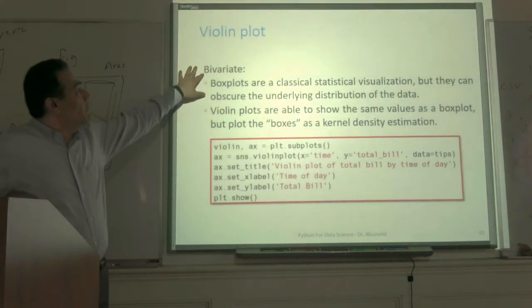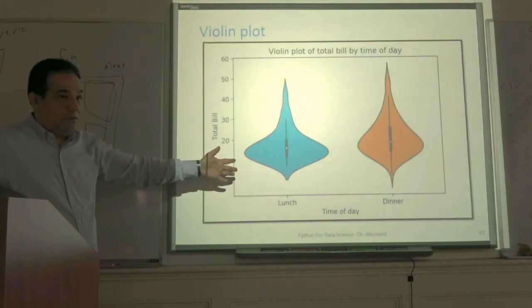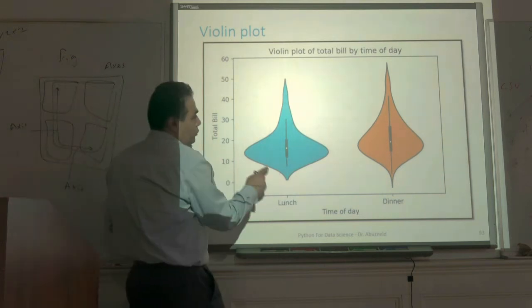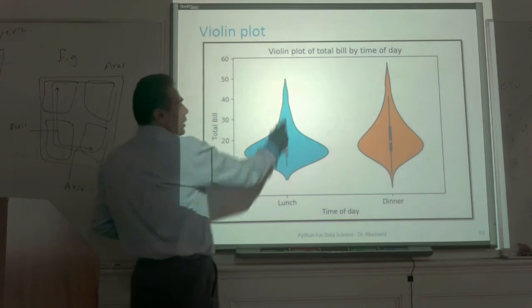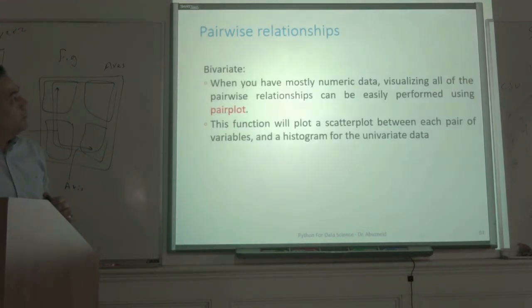You could have a violin plot. Okay, violin plot, the same thing. It's not a box, but it will also give you the shape of the distribution. It has the same elements, but with the shape of that violin plot.